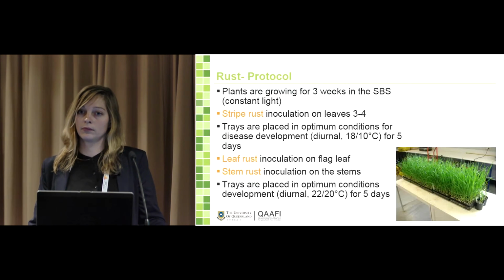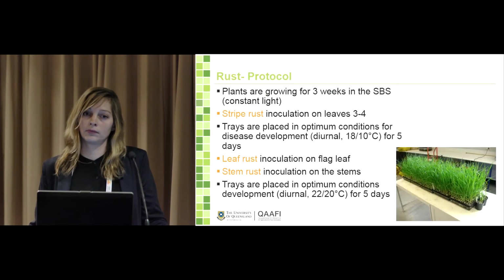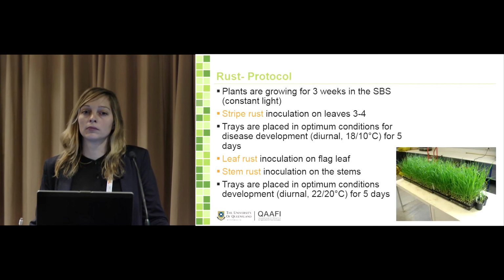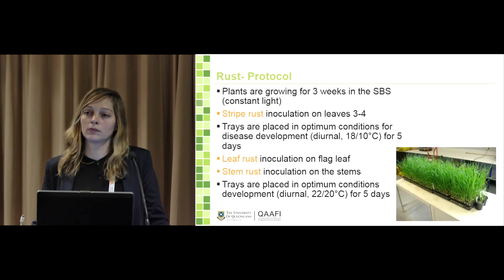So the stripe rust is already in the plant, and you've already scored it at that point? No. We just need that cool temperature to set the reaction. It's very important in the first few days after infection. And then the leaf and stem goes on top, and the plant keeps growing in those 4 or 5 days, so they produce another new leaf.